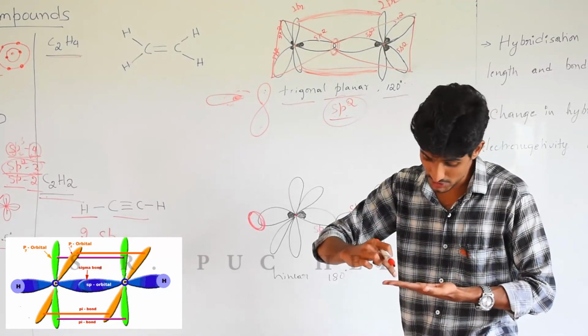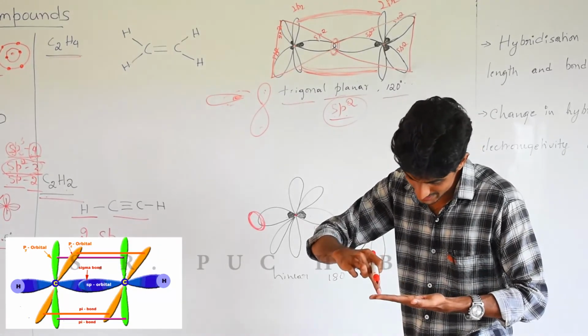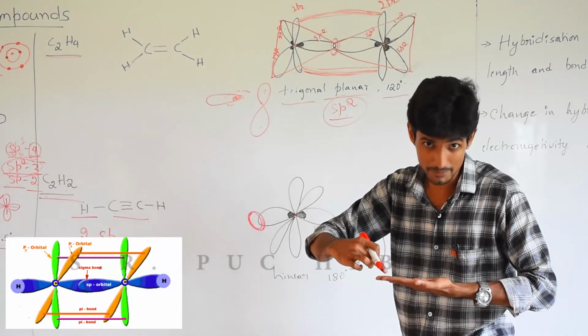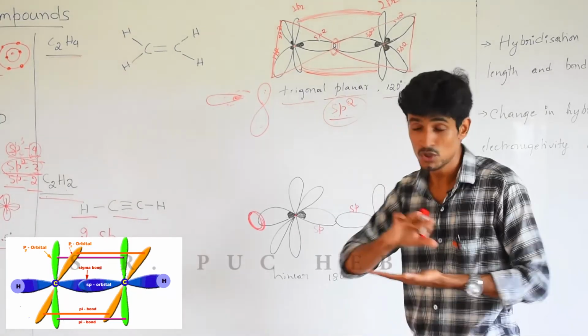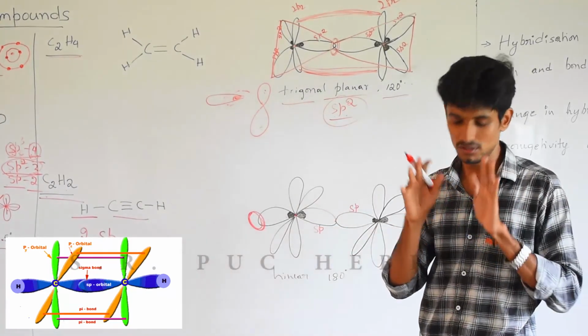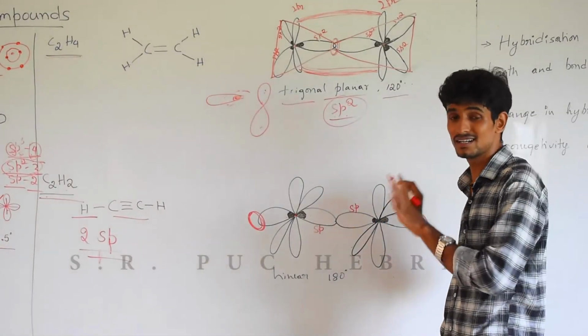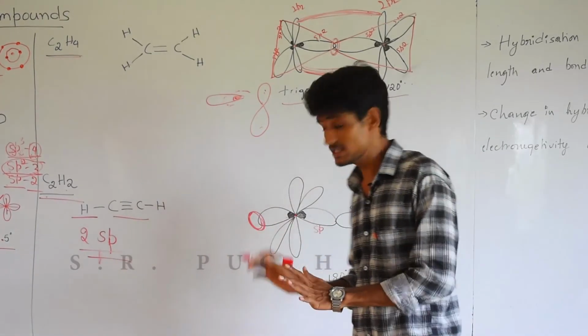Here also there is one more carbon atom. In that, one lobe is like this, one lobe like this, and another unhybridized orbital will be present like this. So you should imagine this in three-dimensional space. That's how the structure is.